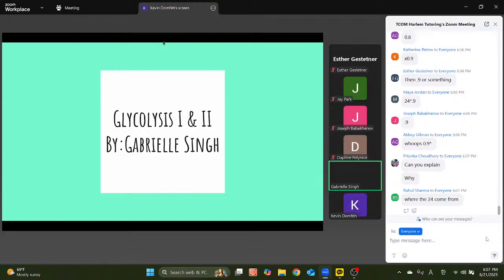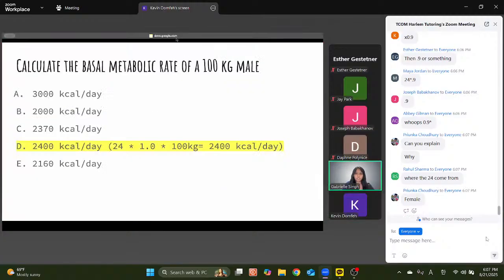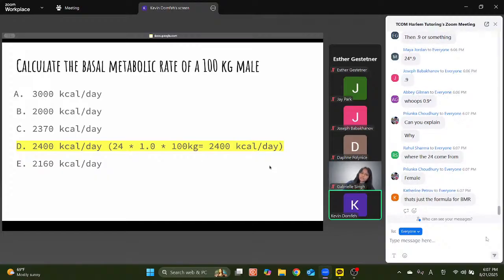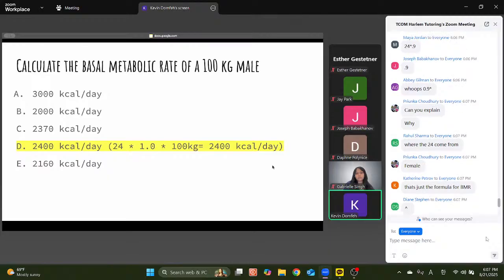I think somebody has a question. They just said, can you explain where the 24 came from? Let me see. Oh, that's just a part of the formula. It's 24 times 1 times your weight in kg. That's if you're a man. And if it's a female, then it's going to be 24 times 0.9 times the weight in kg.